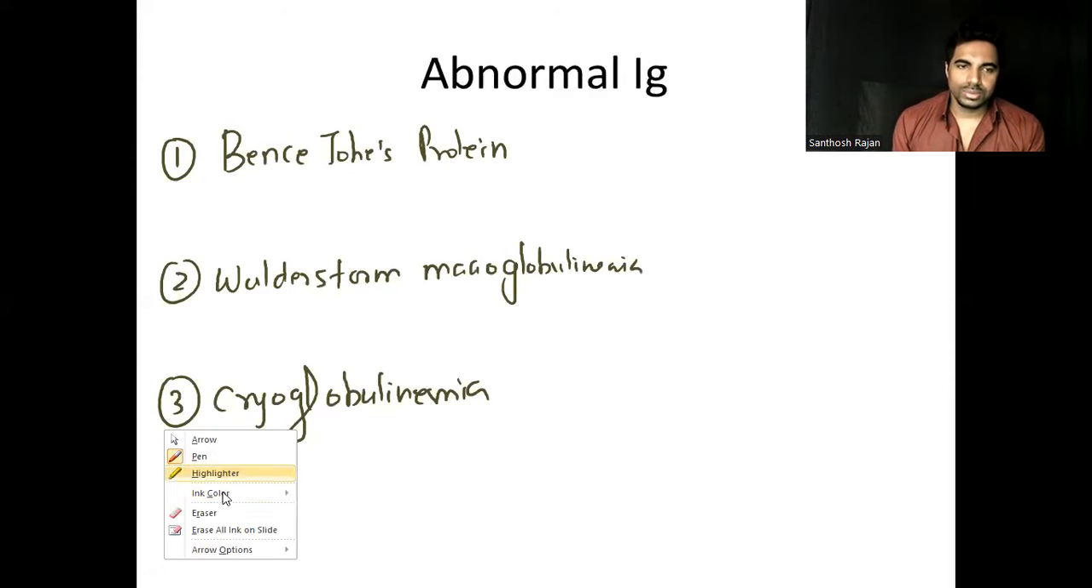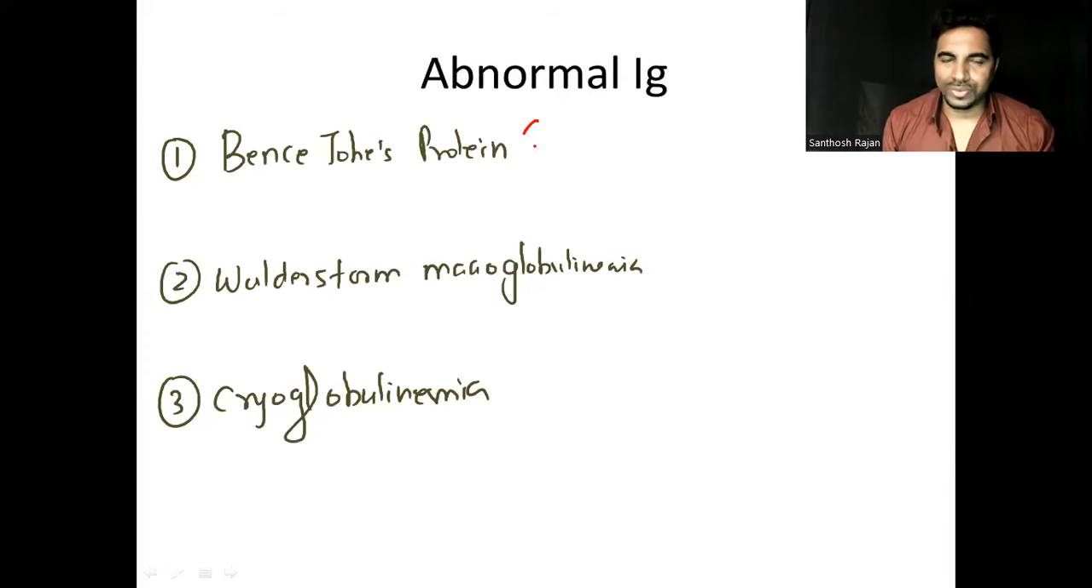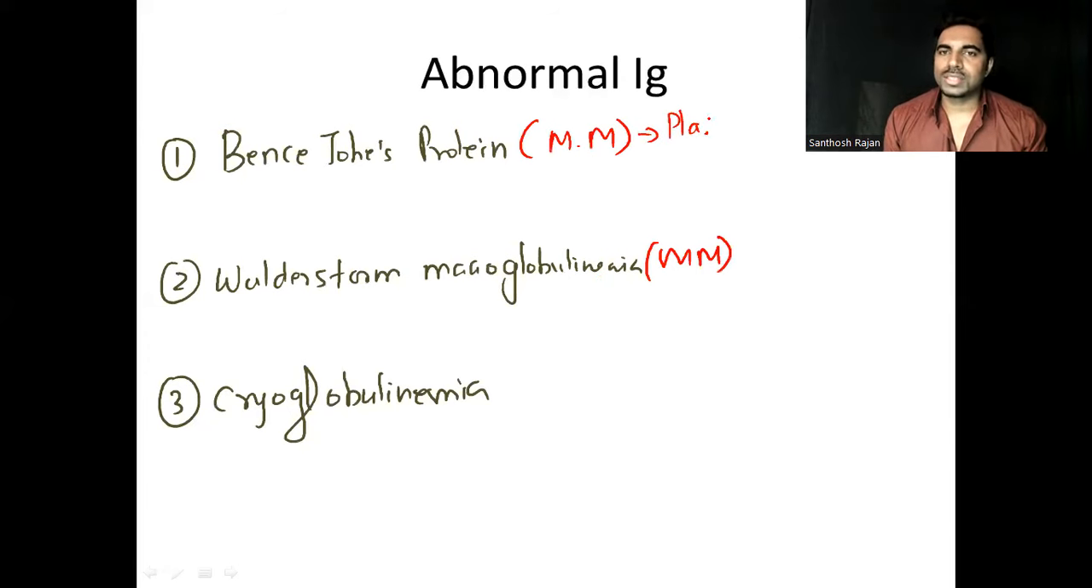Now, Bence Jones protein, where you see it, first of all, multiple myeloma. You see everything in multiple myeloma. Waldenstrom macroglobulinemia, even cryoglobulin is seen in some multiple myeloma. They are basically B cell tumors or plasma cell tumors. So these are Bence Jones proteins. I always remember Bence as Benji.